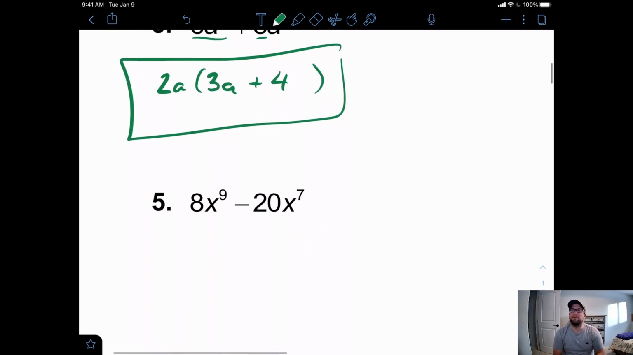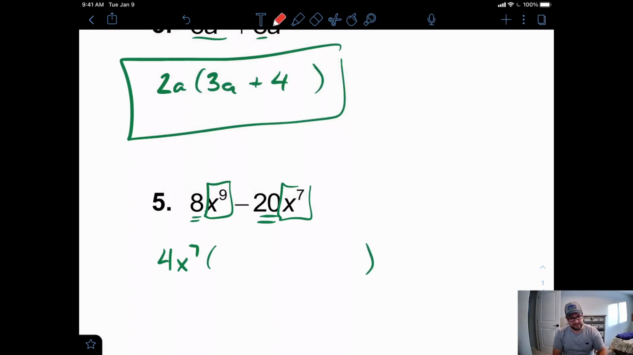Looking ahead to problem number 5. Now, when I come over here, we're thinking the same thing. What number goes into 8 and 20? Well, the biggest thing I think that goes into 8 and 20 would be a 4. Now, this one has 7 x's and this one has 9. Remember, you can always pull out as many as the fewest one has, so I'm going to pull out 7 of them. And then coming over here, now I just got to think, well, what would get me back?